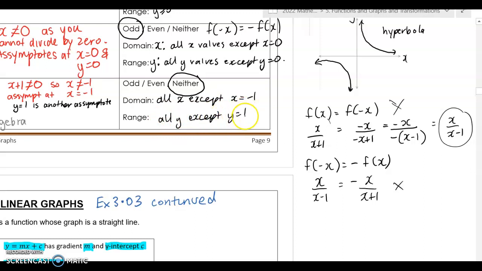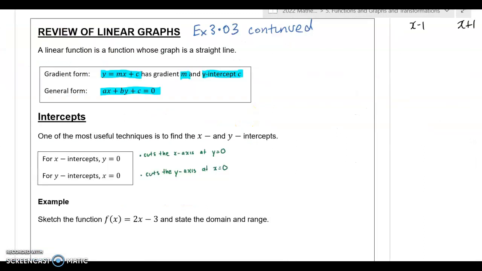Okay, so we're just going to have a little review of linear graphs here. A linear function is a function whose graph is a straight line. So these are the easy ones. There's no curves, there's no parabolas, they're just nice and easy straight lines. And there's two forms that they take, which you have seen before.